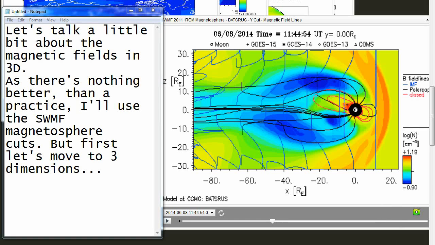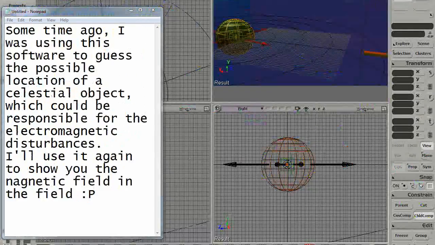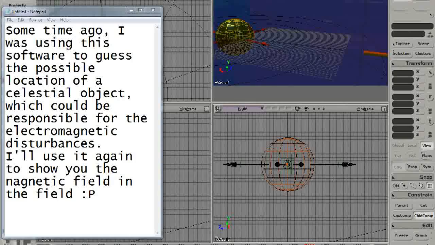Let's talk a little bit about the magnetic fields in 3D. As there is nothing better than practice, I'll use the SWMF magnetosphere cuts. But first, let's move to 3 dimensions. Some time ago, I was using this software to guess the possible location of a celestial object, which could be responsible for the electromagnetic disturbances. I'll use it again to show you the magnetic field.